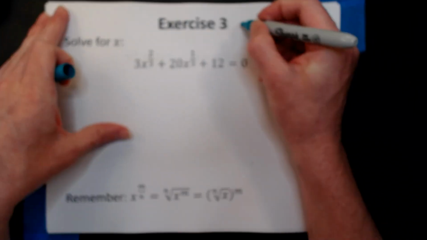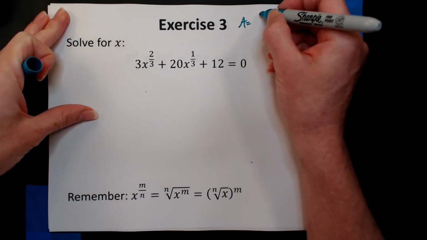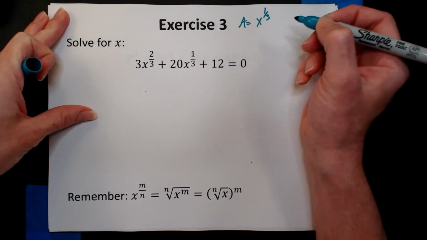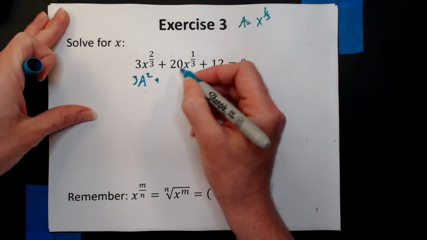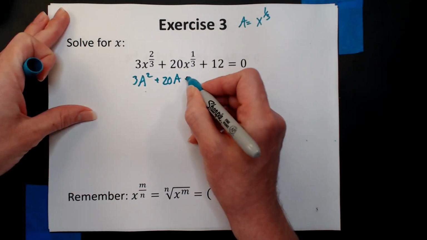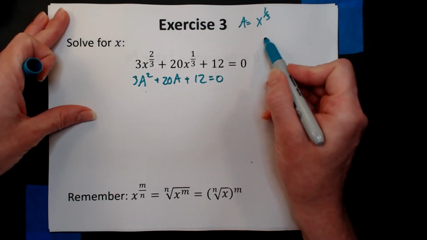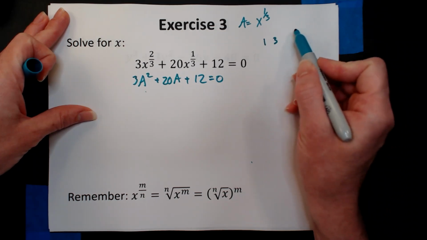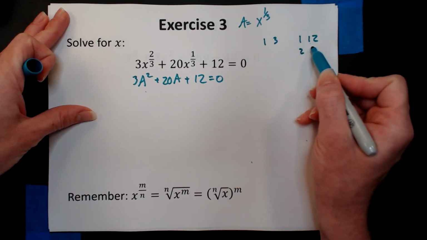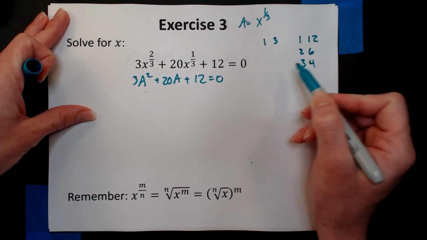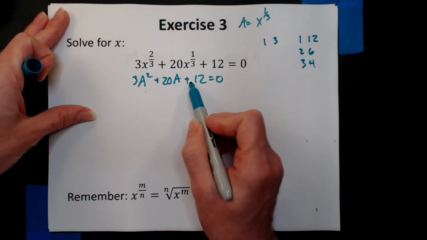So I could say that my a in this case is going to be x to the 1/3. So now I'm going to get 3a squared plus 20a plus 12 equals 0. Now this is a little bit more intense because I have to find the factors of 3, 1 and 3, and the factors of 12, which would be 1 and 12, 2 and 6, 3 and 4. I need the factors of 3 and the factors of 12 that will give me a sum of 20.